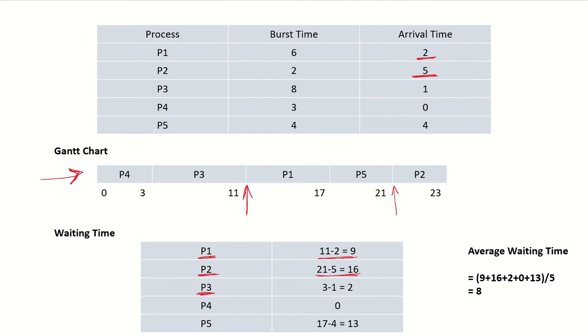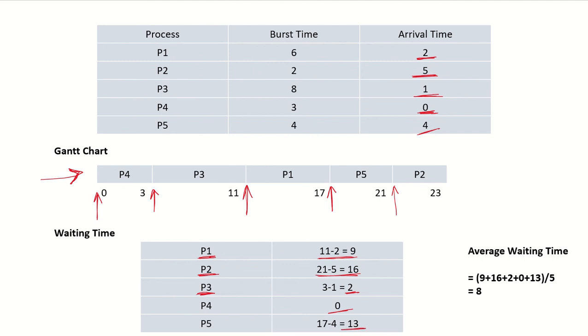Similarly for P3, we see that it got the CPU at 3 and it arrived at 1. So its waiting time was 2. For P4, it arrived in the system at 0 and it got the CPU also at 0. So it did not have to wait at all. And for P5, it got the CPU at 17 and it arrived at 4.